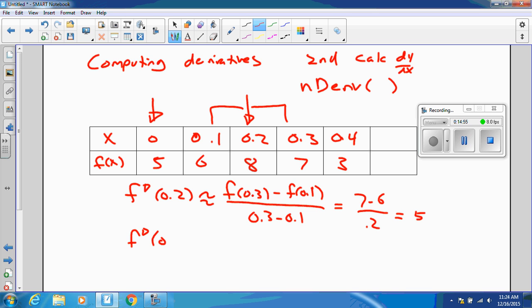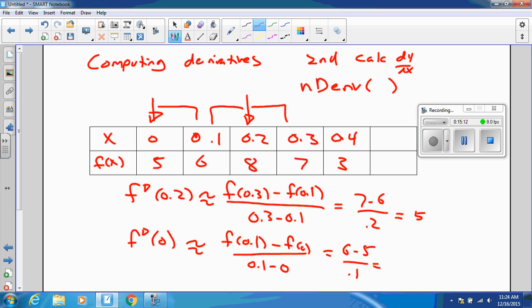What if I wanted f prime of 0? Well, f prime of 0 can't be done by bracketing because there's nothing over here. So I would simply bracket to the one side where possible and say that's approximately f of 0.1 minus f of 0 over 0.1 minus 0, which would be 6 minus 5 over 0.1, which is 10. Does that help?